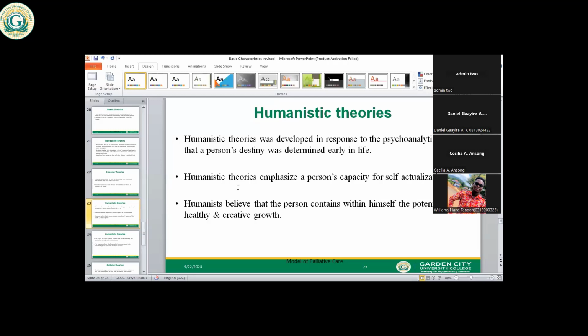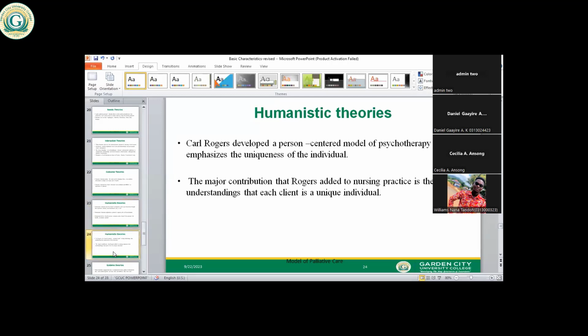And then we mentioned that this theory has added to our nursing practice in that it has helped us to understand and appreciate the fact that every patient is a unique individual. So in our management of patients, we should not necessarily give the same management to all patients, but we should manage patients based on their uniqueness. So that is what we said about the humanistic theory.